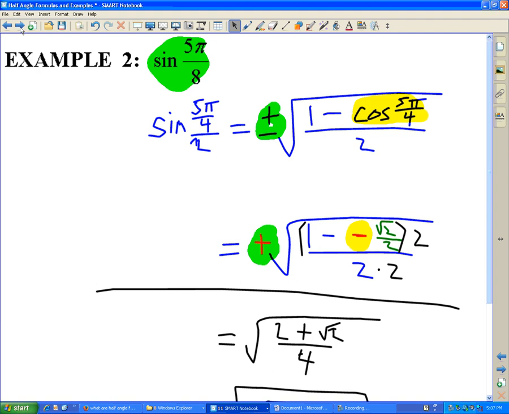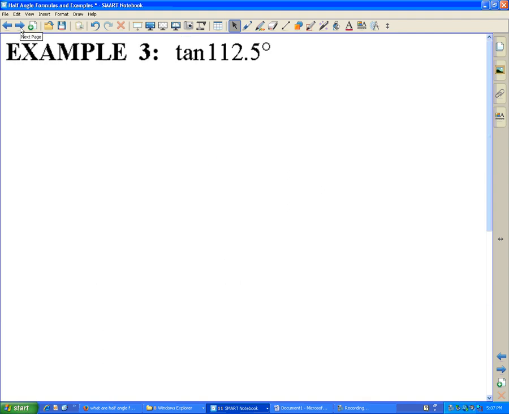The last example is probably the ugliest just because it happens to be a tangent ratio, and that formula is just a little bit nastier because we get trig ratios in the denominator as well as the numerator. I'm going to write the angle 112.5 as a half angle. I'm going to make that into 225 degrees divided by 2, which is a 45-degree reference angle, which is why I know I can do this problem.